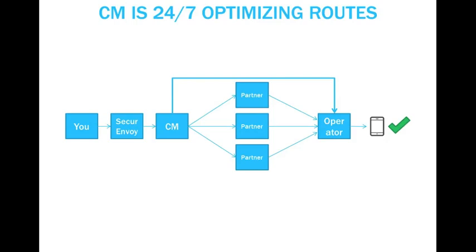We are constantly optimizing routes. CM has most of the time more than one route to the operator. So you see the big blue line above: sometimes we have direct connections, mostly in Europe and around the world we have 20 direct connections, so we can deliver directly to the operator, which is really quick, really secure. And at other times we use partners, and we use a lot of partners, and we select between those routes.